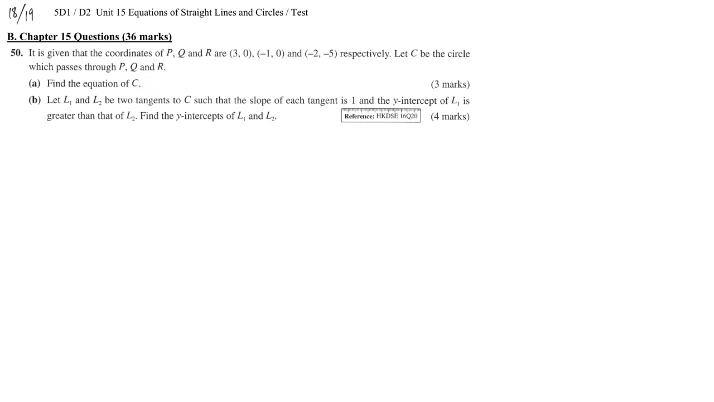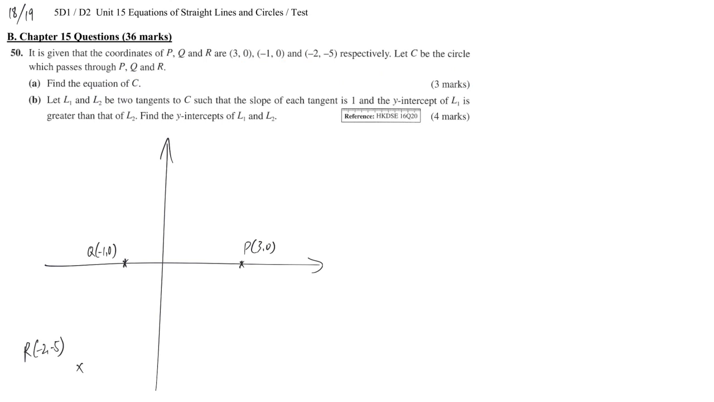In this question, there are three different points: (3, 0), (-1, 0), and (-2, -5). There is a circle passing through all these points, and we are going to find the equation of that circle. If we roughly draw the position, we find that there is nothing special to help us locate it. We have the horizontal line, but we don't have the vertical line. So it's not easy to use the angle in a semicircle to find the diameter.